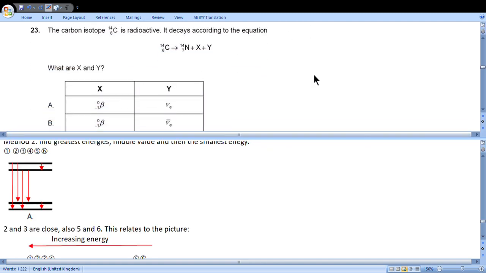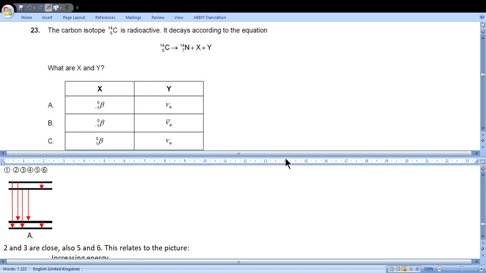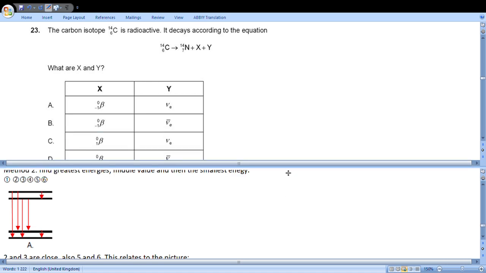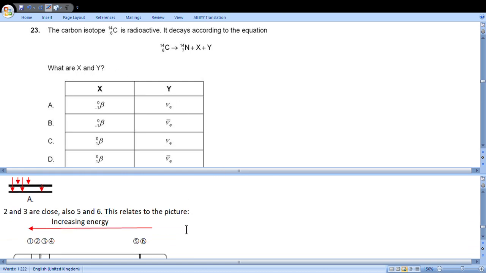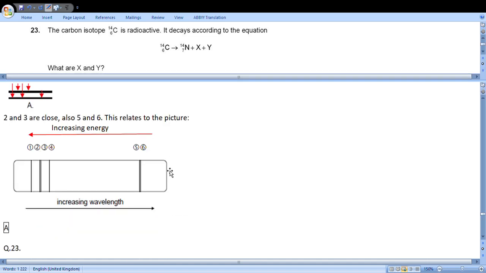23. The carbon isotope is radioactive. In this case, according to the equation, what are X and Y? So here we have choices: beta particle, positron, and neutrino and antineutrino. Let's see what we will get.